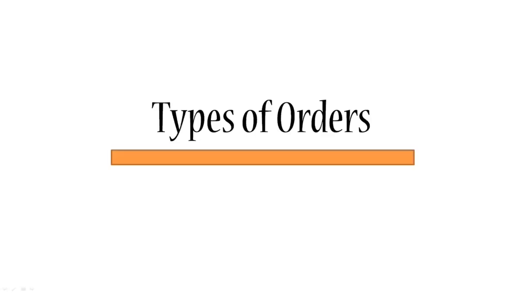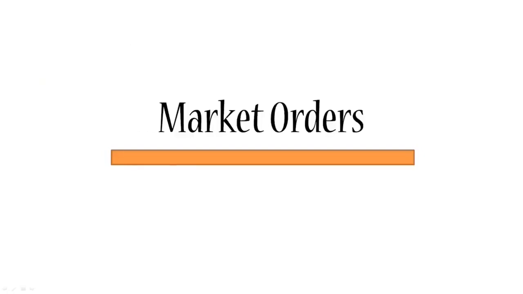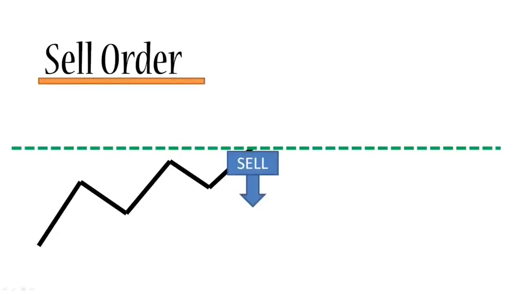Types of orders on the Forex market. There are two main classes of orders on the Forex market, and these are market orders and pending orders. And there are two subcategories in the pending orders. These are stop orders and limit orders, and we'll have a look at all of them right now. So market orders. You're already familiar with these orders. These are the buy order and the sell order.